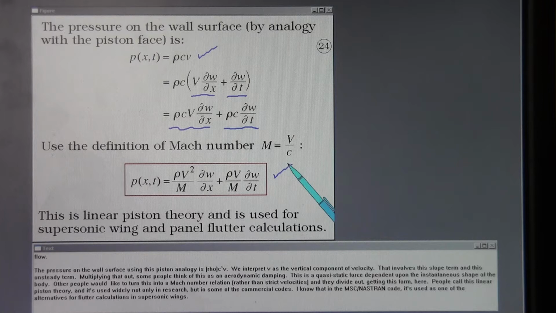People call this linear piston theory, and it's used widely not only in research but in some of the commercial codes. I know that in the MSC Nastran code it's used as one of the alternatives for flutter calculation for supersonic wings.